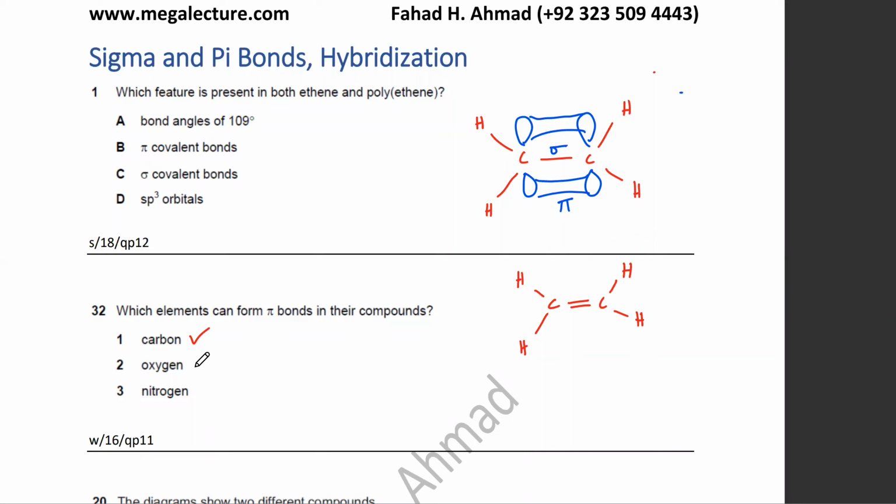Oxygen can also form double bonds. Anything that can form double bonds would form a pi bond. Nitrogen can form a triple bond. It can form 2 pi bonds. So is this clear? Is this clear to everyone? Anna, Amna, is this clear? Alicia, Isa, is this clear? Yes, sir.